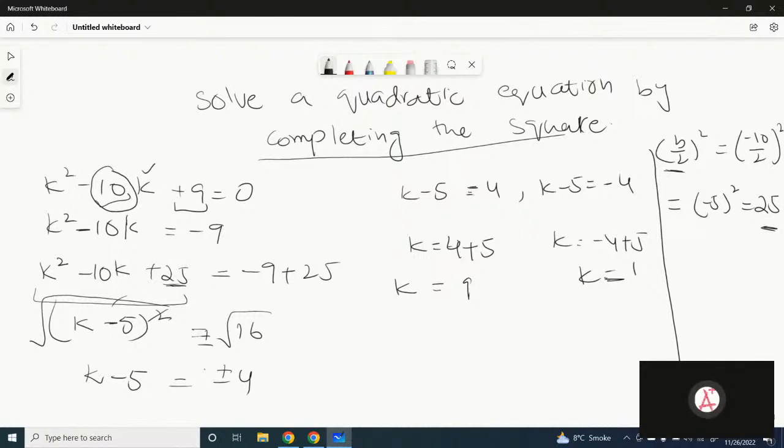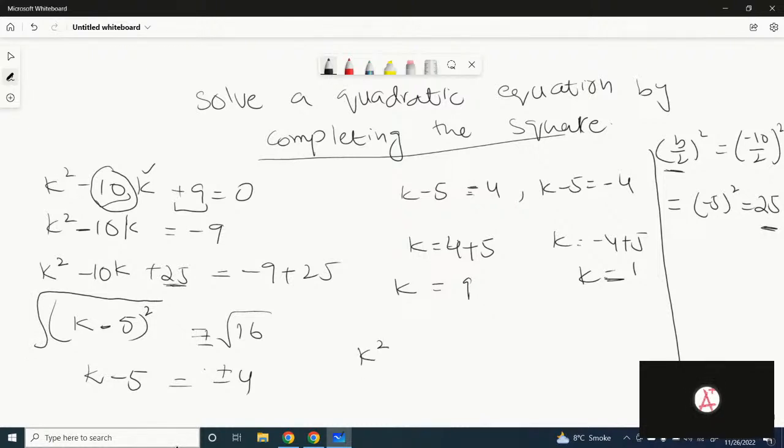Just add 25 to both sides of the equation. So it would be k square minus 10k plus 25, and on the other side, negative 9 plus 25. So this side of the equation is then the whole square of k, because it is negative 10k. That's why I put the negative sign here. It would be k minus 5 whole square. How? Just look at this one.